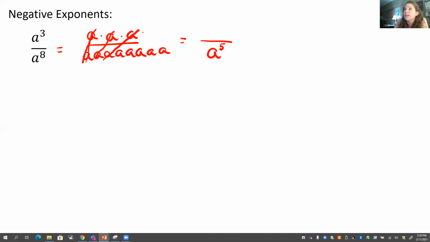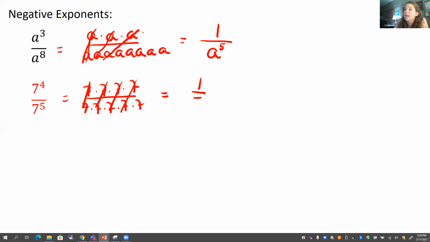Don't you agree? I have 1, 2, 3, 4, 5 a's on the bottom. I didn't have anything left on the top, but in a fraction, you can't leave the top blank. You have to put a 1 there. So that's the answer. All right, what about if I have 4 7s and on the bottom I have 5 7s? All my 7s cancel except for that one, right? So what's left on the top? Nothing, so I leave a 1 there. And on the bottom I have 1/7.